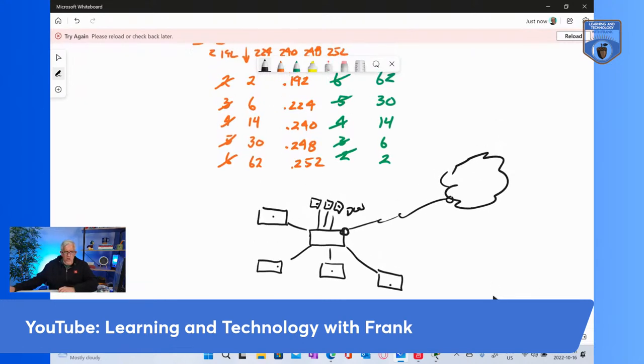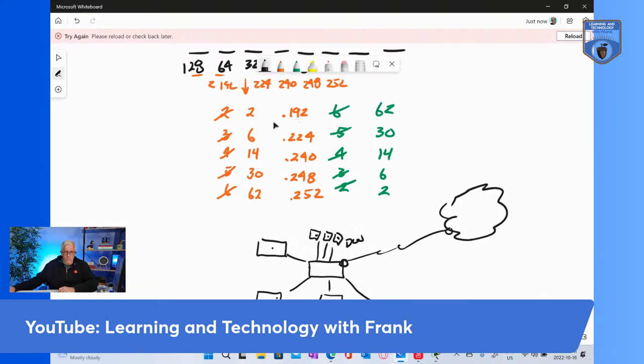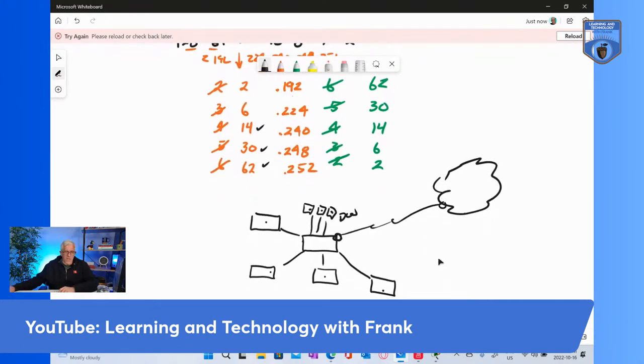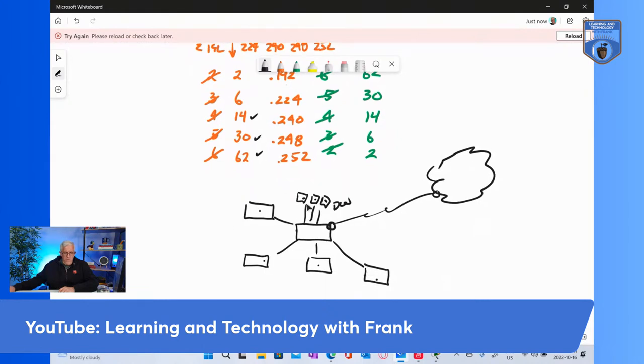Back to the magic chart. Will this give me 7? No. Will this give me 7? No. These 3 will give me 7. So that gives me 7. That gives me 7. That gives me 7. So what should be the next question I ask? How many devices will be on each of these different rooms?